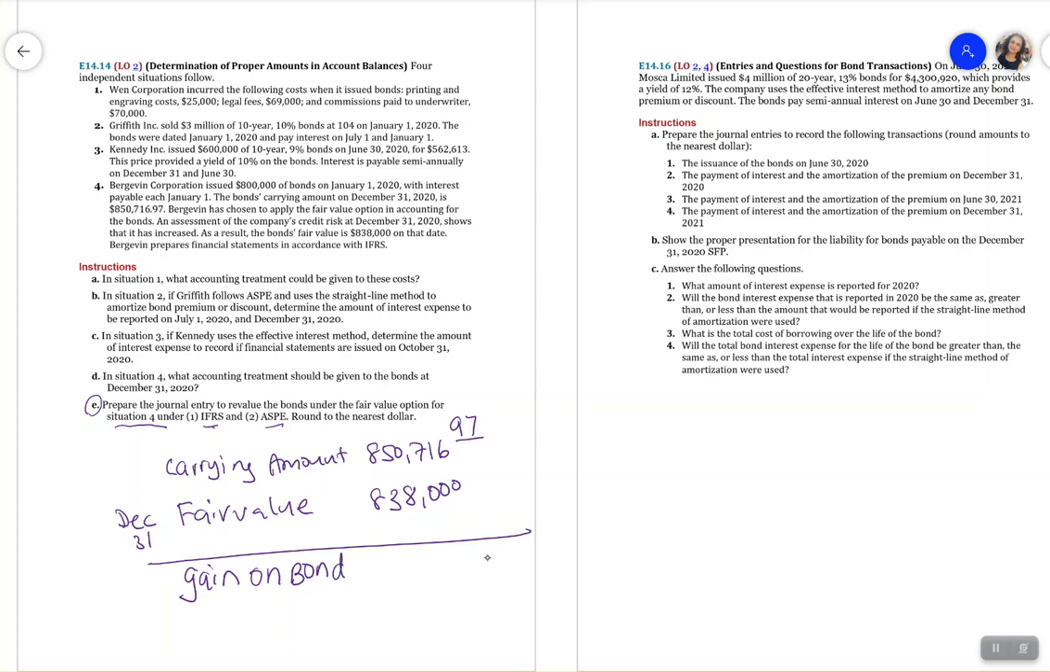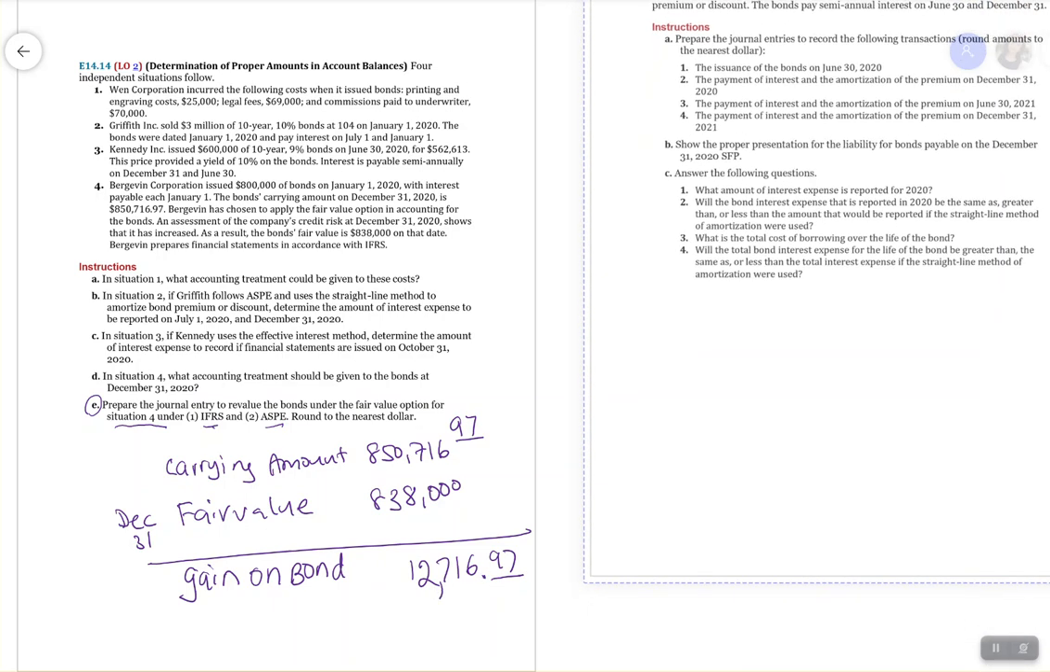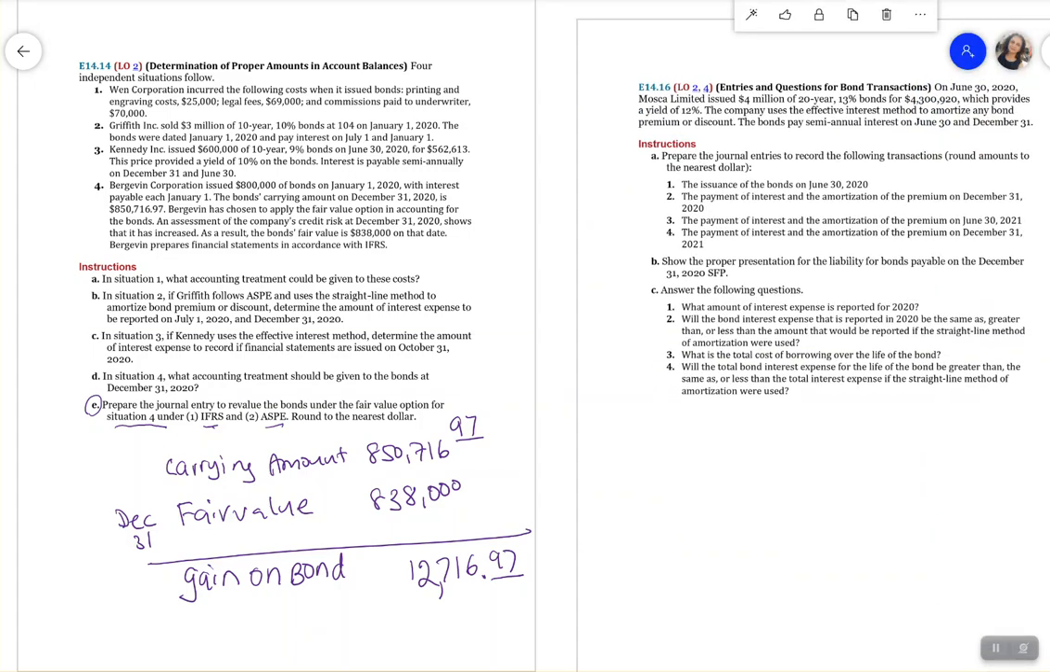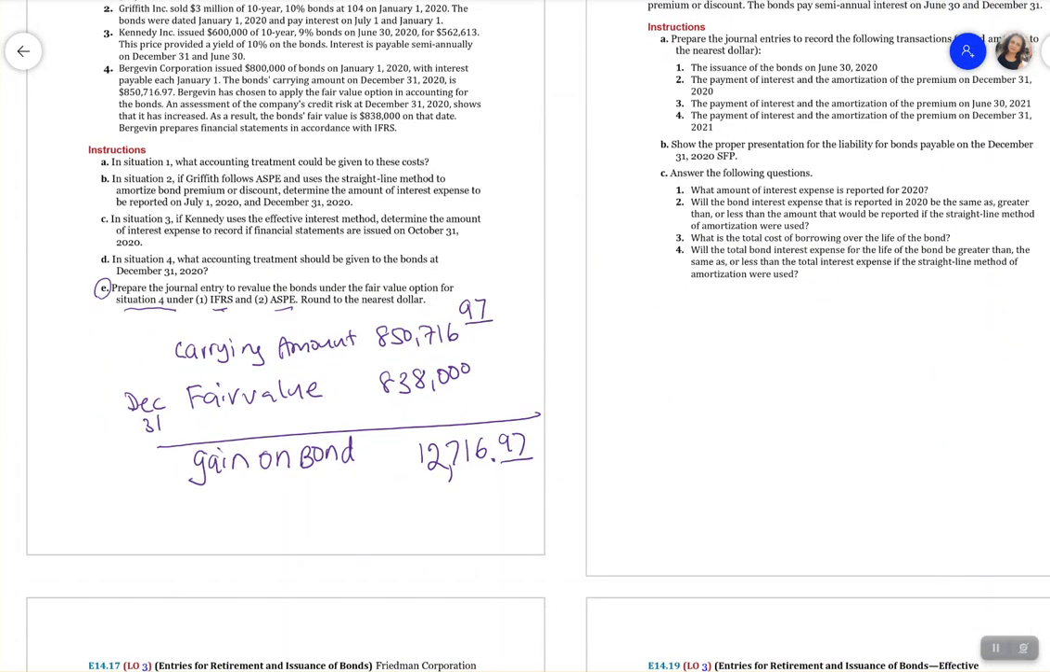So the difference between those two was 12,716.97. How do we record it? Like I said in my previous recording, but I'm going to do it again. If the company is following IFRS, this gain will be going through other comprehensive income. If the company is following ASPE, this gain will be going through net income.